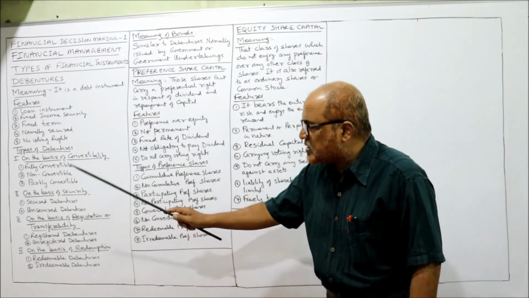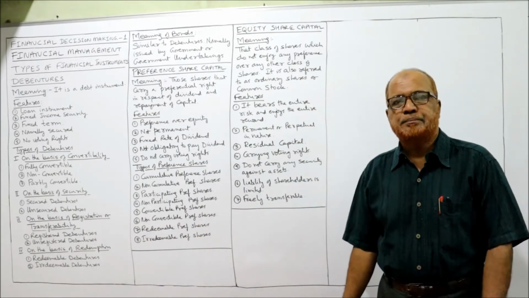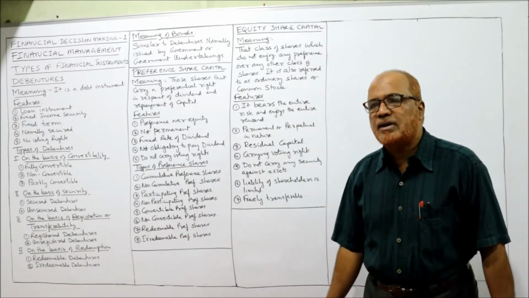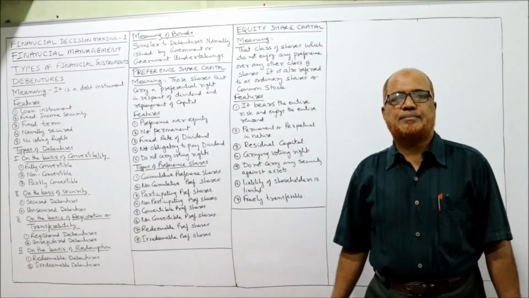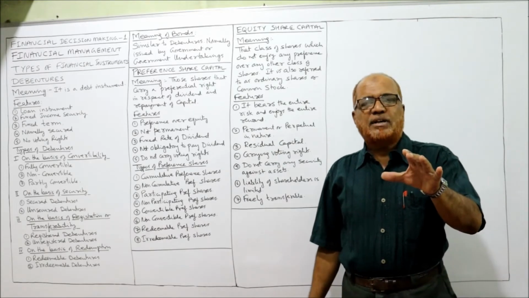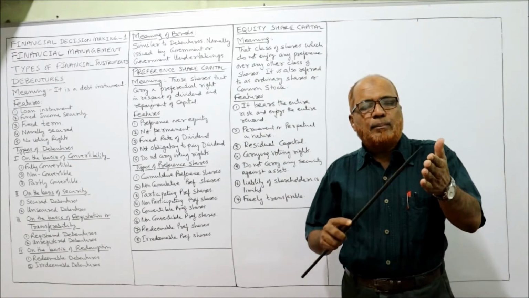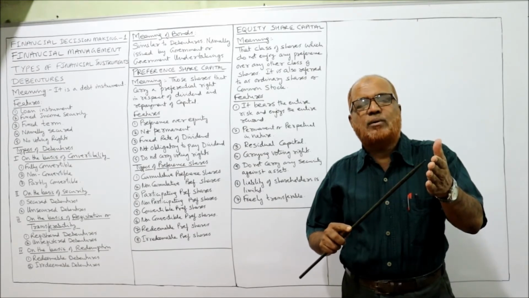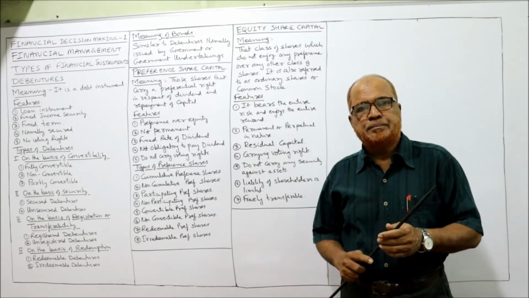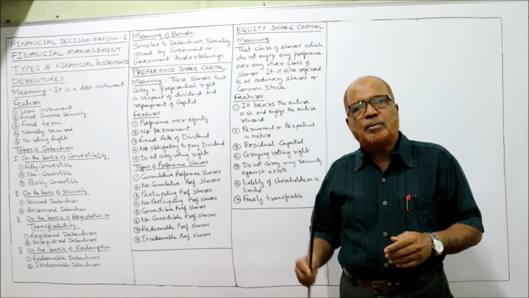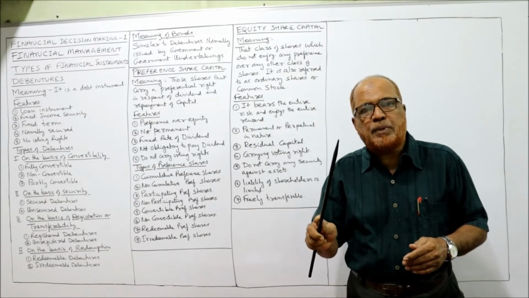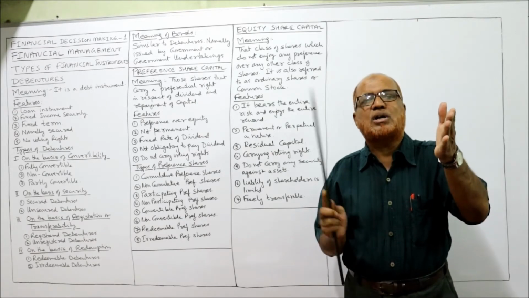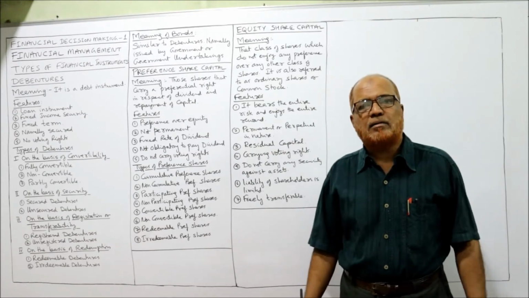Next one is on the basis of registration or transferability. On the basis of registration, debentures are registered debentures or unregistered debentures. In registered debentures, the company will maintain a register in which the name and details of the debenture holder will be written. The interest will be paid only to those persons whose name exists in the debenture register. Otherwise, no interest will be paid.